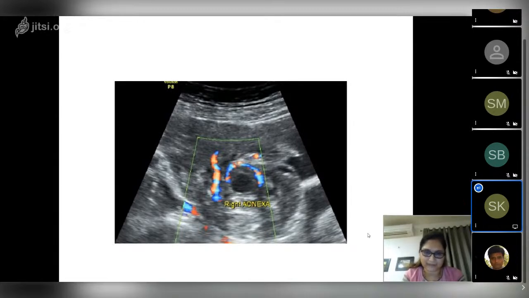So here in this picture, you're able to see this ring of fire sign, which is typically seen when you put up the color Doppler while doing the ultrasonography. This is in the adnexal region, where there is a small sac, and around the sac, when you put up the color Doppler, you'll be able to identify the blood vessels arranged in a ring. So this is a typical ring of fire sign, which is seen in the ectopic.